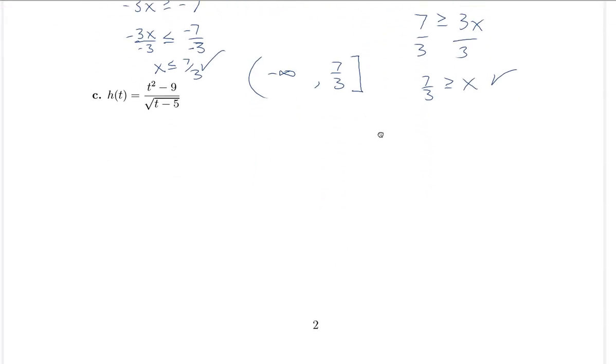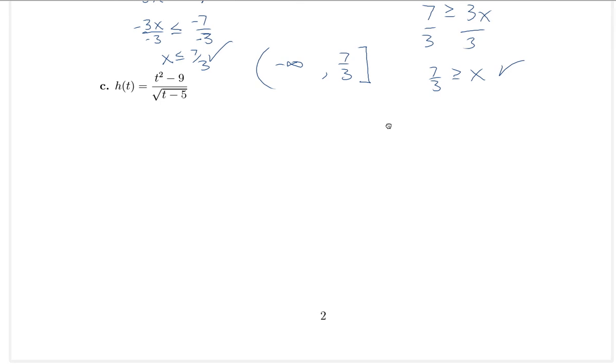All right, one last one here. Want to know what is the domain of this function? And the thing that can kind of throw people off here is they'll see that t squared minus 9 on top, and they'll feel like they got to do something with it. Maybe set it equal to 0 or something like that.